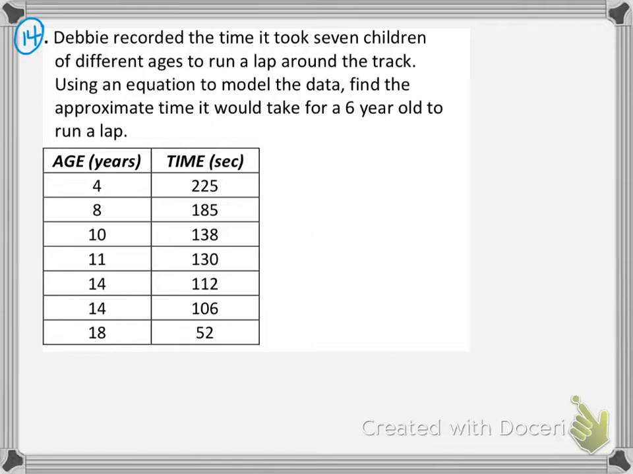Alright, let's look here. Debbie recorded the time it took 7 children of different ages to run a lap around the track. Use an equation to model the data. Find the approximate time it would take for a 6-year-old to run a lap. So this is going to be a linear regression here. So this is going to be y equals a negative 12.13x plus 272.27.